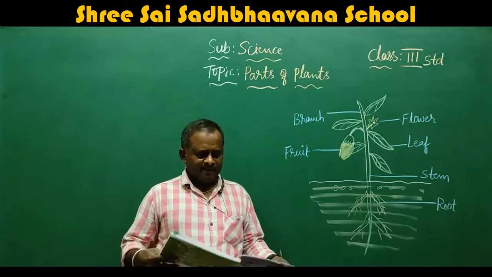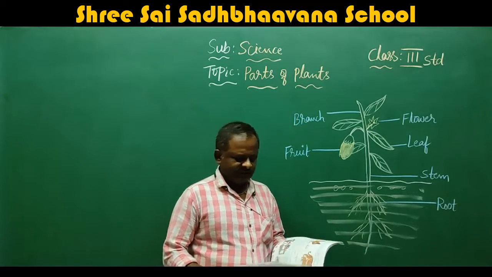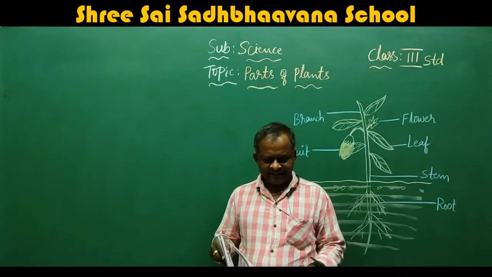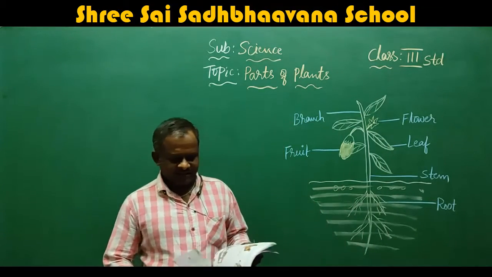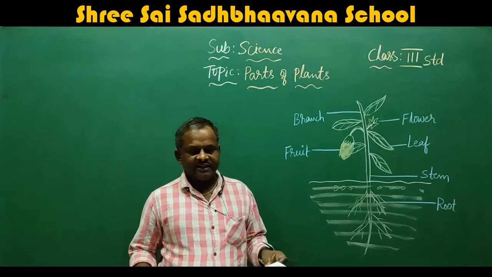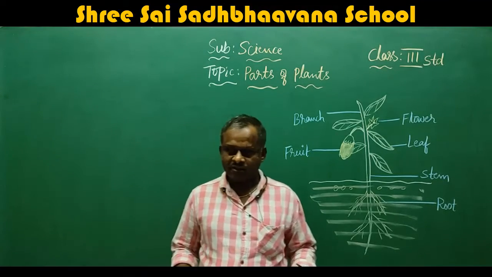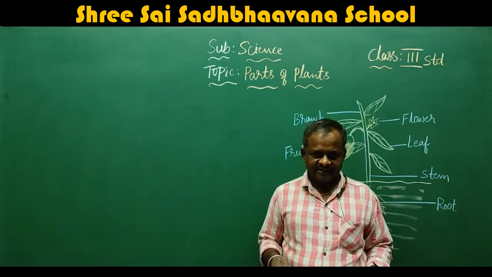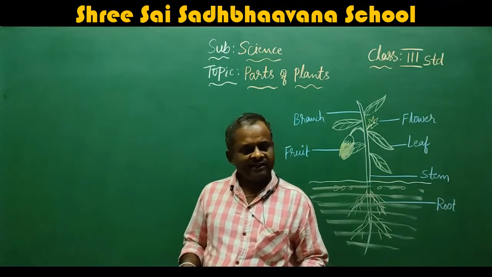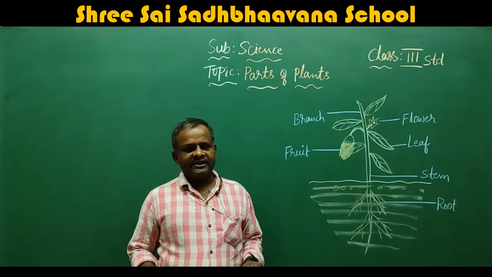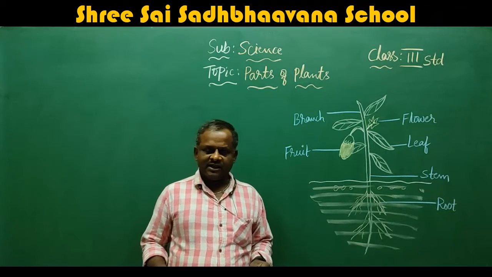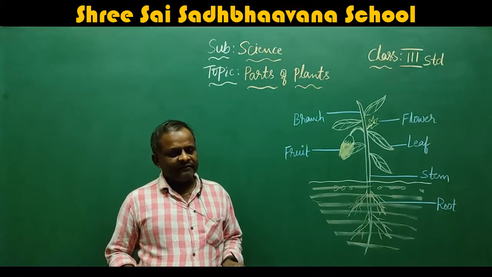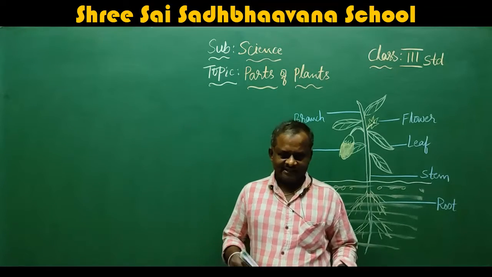We have already completed two lessons. The first lesson is living and non-living things, and the second one is plants and animals, that is the differences between plants and animals. Both are living things, but they have some differences. In the second chapter, we have learned about the differences between plants and animals, how they move, how they take food, how they breathe, everything we have discussed.